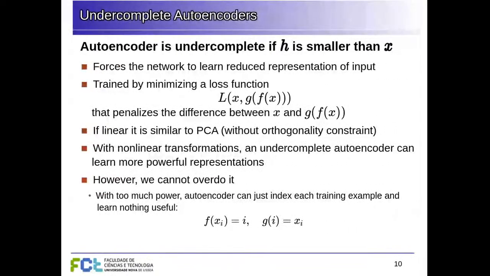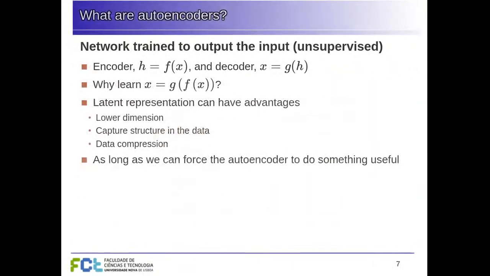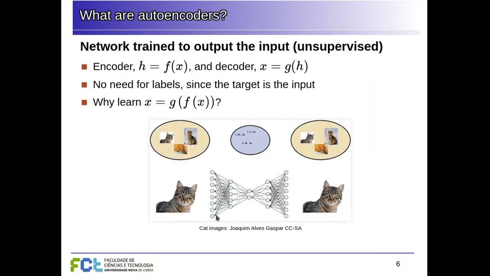So let's see one example. This example that I showed in that image was an undercomplete autoencoder. An autoencoder is undercomplete if the dimension of the hidden representation, this latent space, is smaller than the dimension of the input. For example, in this image here, you can see that we have a number of values in the input. This could be all the pixels in the image. And then in the hidden layer, we have fewer neurons.